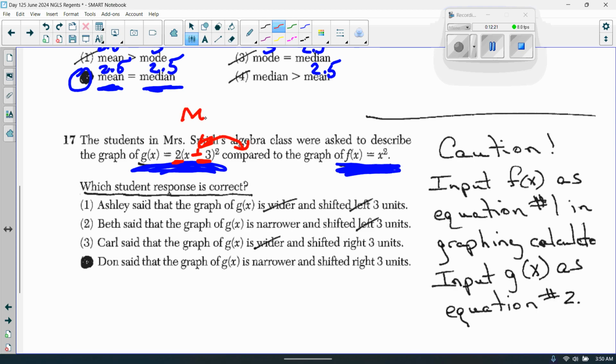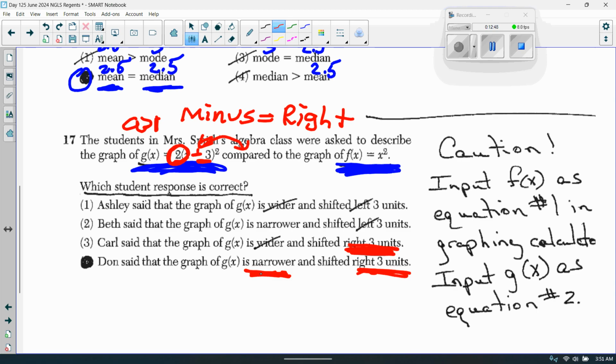Minus has 5 letters. So does the word right. So remember, if it's minus inside, it's right. If it's minus outside, it's down. So we know it's going to go right 3. So we're down to these 2 choices already. And remember, the bigger the number in front. So anytime the A or the number in front is bigger than 1, the more narrow it gets. And there's your winner.